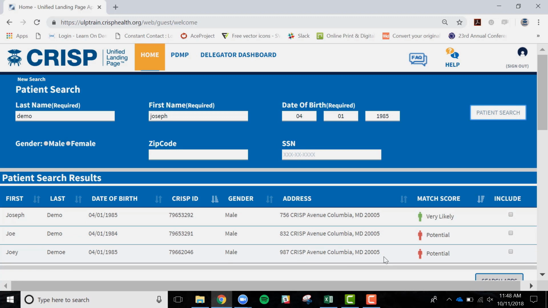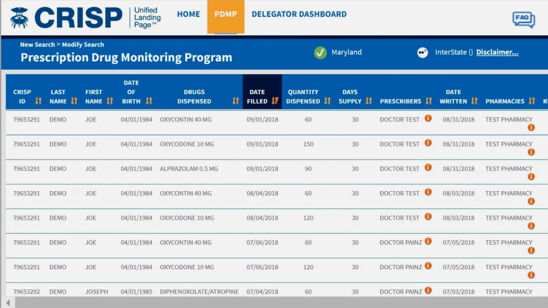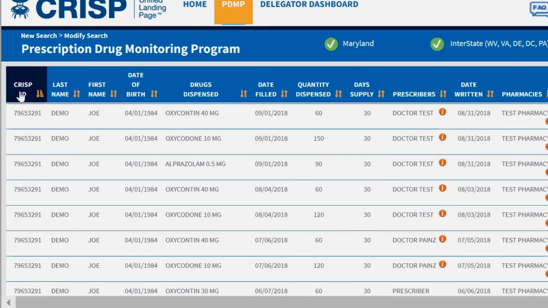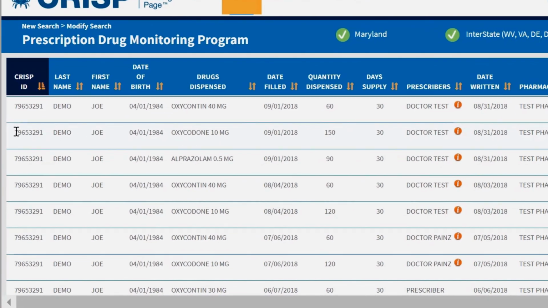To determine if these are all the same patient, I'm going to select all 3 of them and review their prescription history. Here you see all of their medication history within the PDMP. The first column represents the CRISP ID associated with each patient. You can organize the fills by person by clicking on the CRISP ID column header in order to sort the information. In scrolling through this information, I determine that these are different patients.